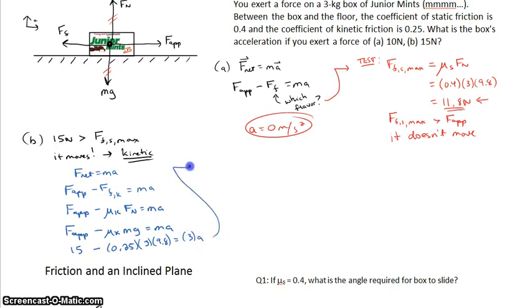And so what do I end up getting? I get an acceleration. When I crunch all this out, divide by 3, acceleration is going to be 2.55 meters per second squared. There it is, 2.55 meters. So it's moving. That's 2.55 meters per second squared when I'm pulling with 15 newtons.